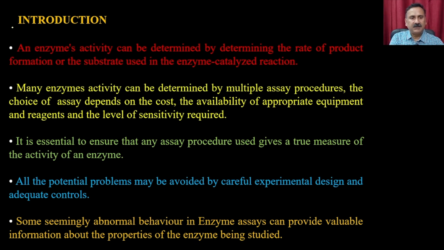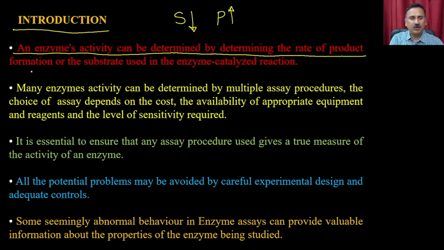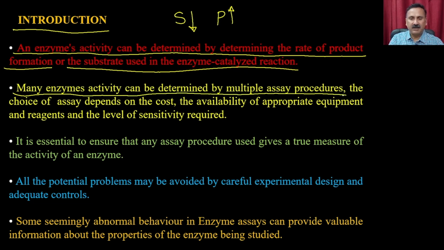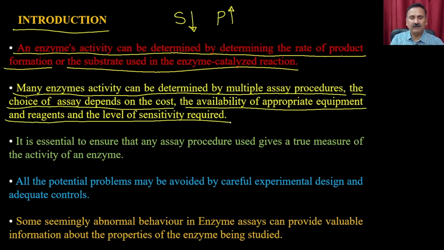As the name suggests, the enzyme assay is an assay where you either measure the depletion of the substrate or the generation of the product. The enzyme's activity can be determined by determining the rate of product formation or the substrate used in the enzyme-catalyzed reaction. Many enzyme activities can be determined by multiple assay procedures. The choice of assay depends on the cost, the availability of appropriate equipment and reagents, and the level of sensitivity required.